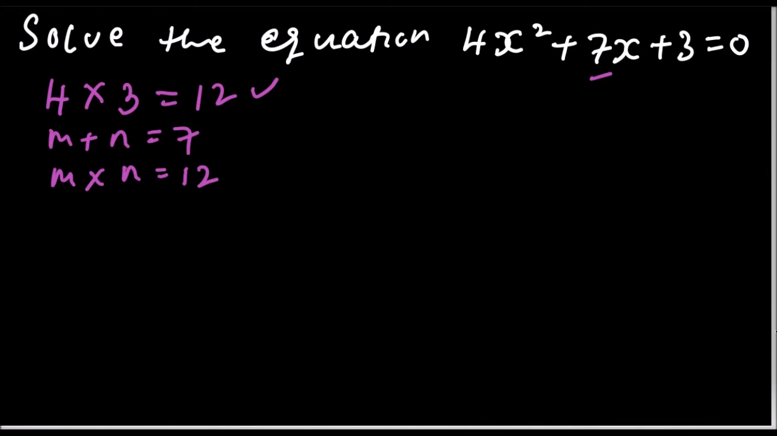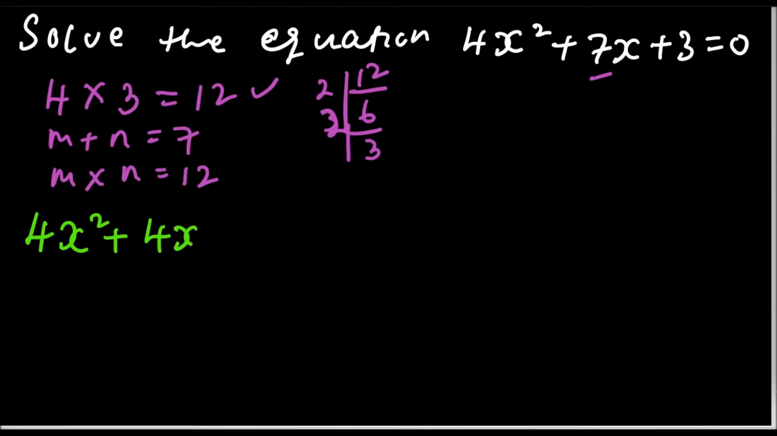Then let's factorize 12. This is 2 times 6, 3 times 4, 2 times 6. So we try 4 and 3. When you add 4 and 3, you get 7. When you multiply 4 times 3, you get 12. So we are going to rewrite our expression as 4x squared plus 4x plus 3x plus 3 equals 0.